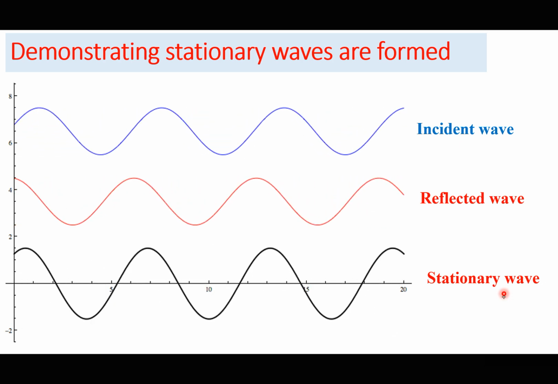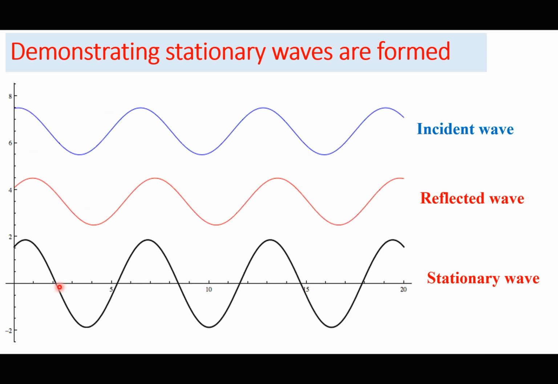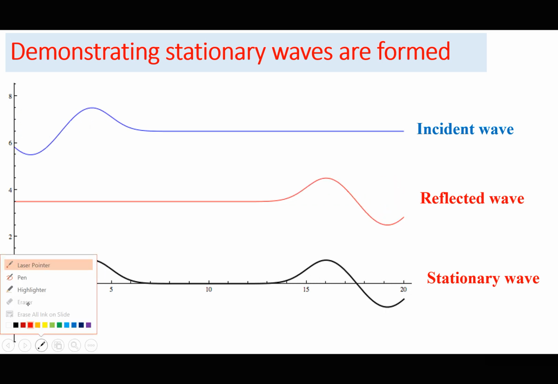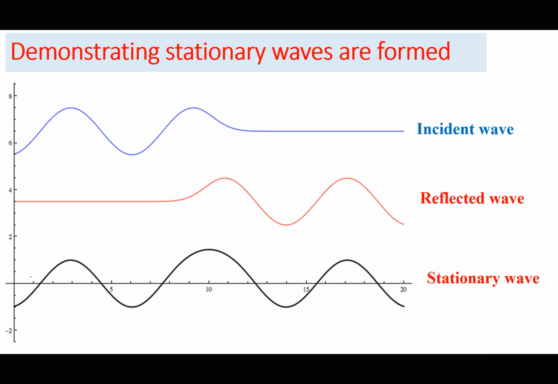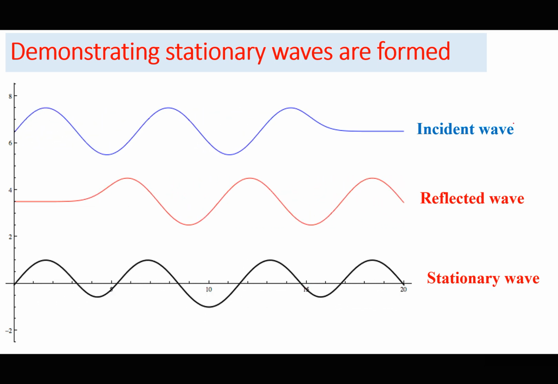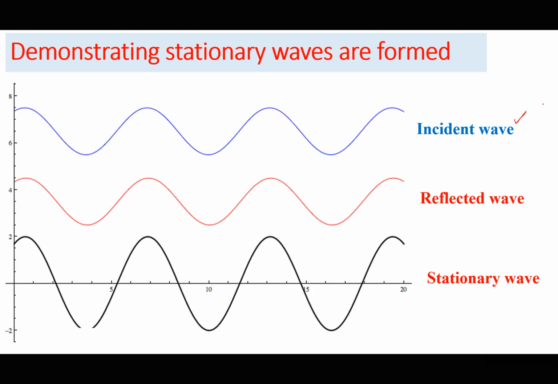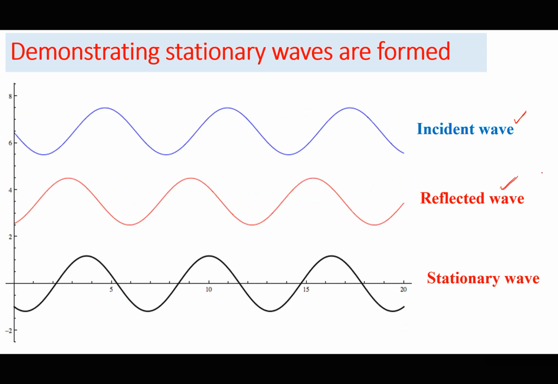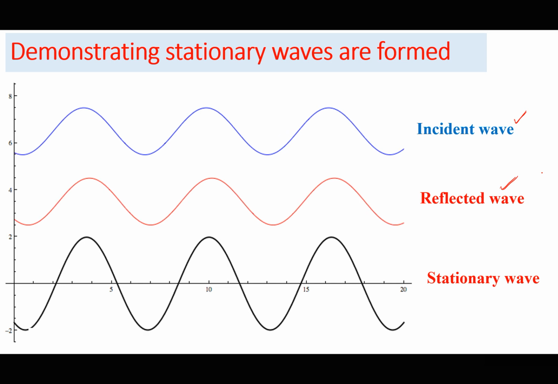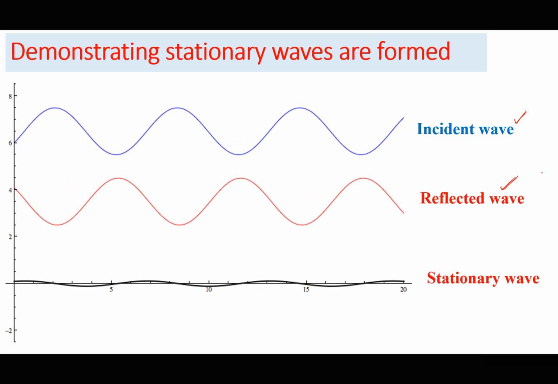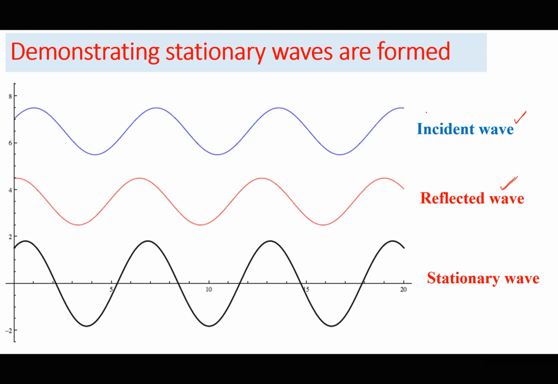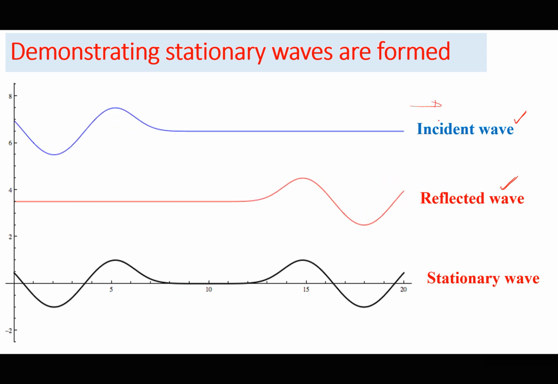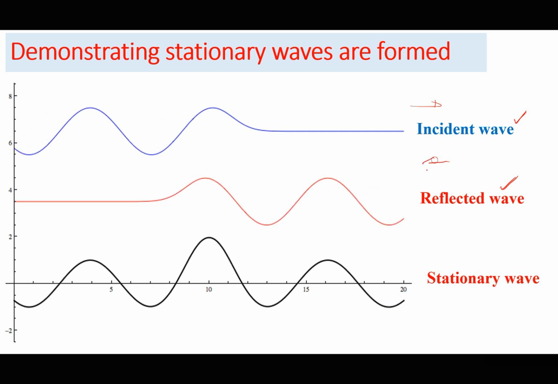Now, I want you to notice that there are certain points which are always permanently at zero amplitude. The incident is a progressive wave. The reflected is also a progressive wave. For the incident, it's like the crests are moving in that direction. For the reflected, the crests are moving in the other direction.